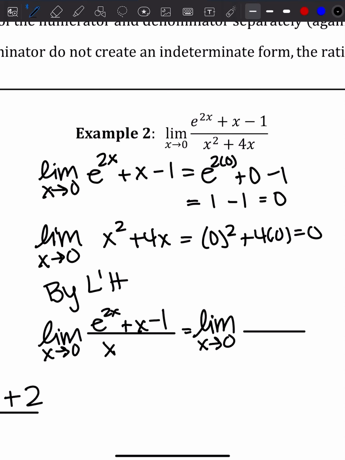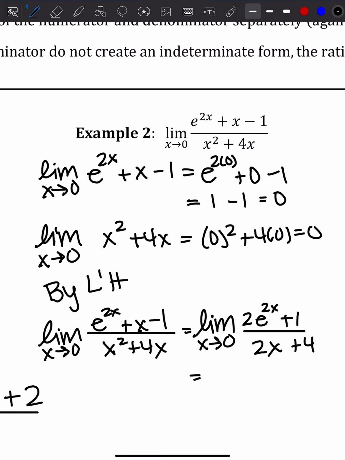This is our original x squared plus 4x. I wrote out the derivative, which would be 2x plus 4. The derivative of the top, the 1 goes away. We're going to get a plus 1 at the end. And e to the 2x is e to the 2x times the derivative of 2x, so 2e to the 2x.